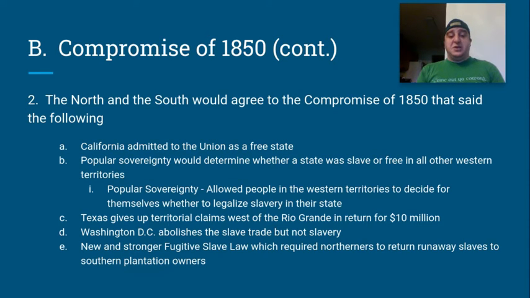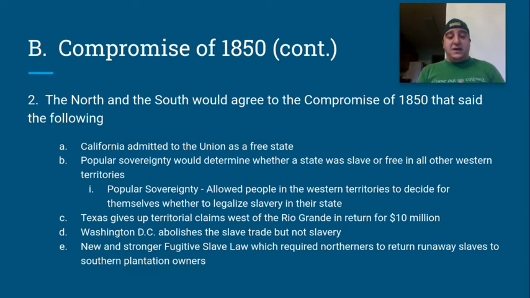Popular sovereignty is going to determine whether a state was a slave state or a free state in all other Western territories. So all parts of the Mexican cession. So that is going to effectively do away completely and totally with the Missouri Compromise. The 36°30′ line is no longer the deciding line of whether a state is going to be free or slave. Now it is going to be popular sovereignty, where people are going to get their chance to vote on whether they want slavery or don't want slavery. Okay, so that's the second provision. And remember that provision because that one is very important.